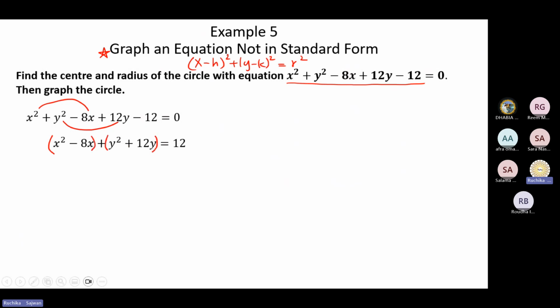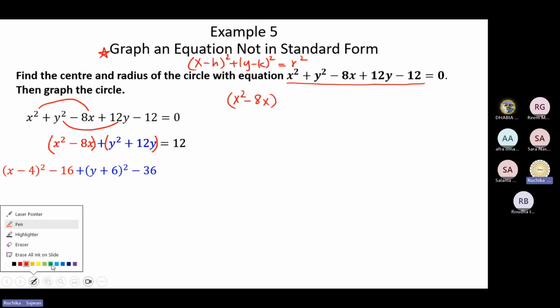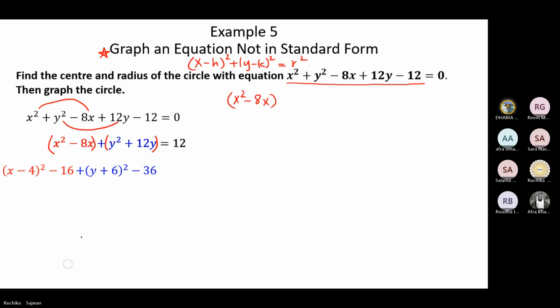First step is okay, right? Now I want to make perfect squares. So in order to make perfect squares, we will use the completing the square method, which I already taught you for parabola. So let's write the extra steps here. So this is the term which I want to complete. I will change color to make it easy for you. Pay attention. This is the middle term.